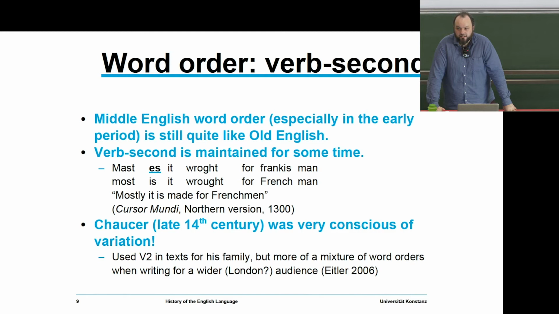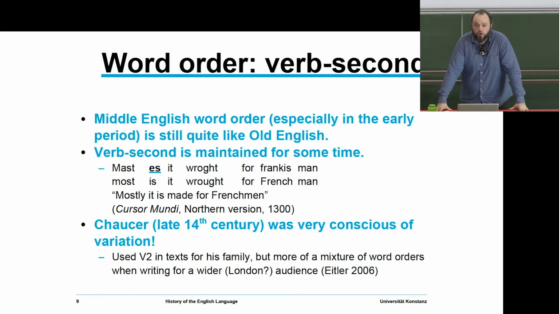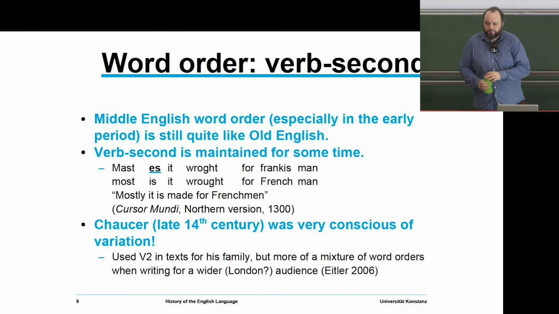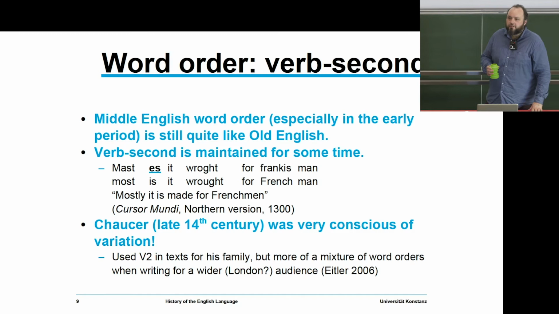So mast, mostly is it wrought, or worked, or made, for Frankish man, for a French man. And this also, you see, is an example with no indefinite article. So this also is a feature that takes some time to take hold. Language change is never instant and immediate. It's always gradual.